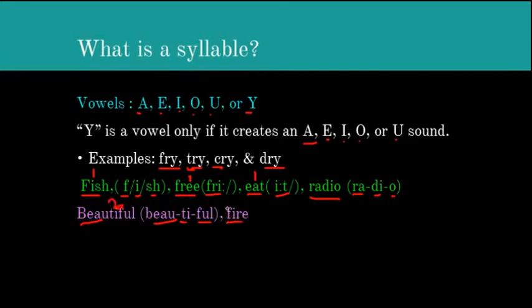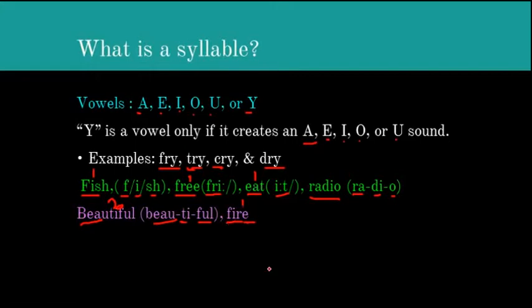Now the last word, fire. It's very important, because a silent vowel is not a syllable. In this word, if you divide fire, you can tell that E is silent. So fire is a one syllable word.